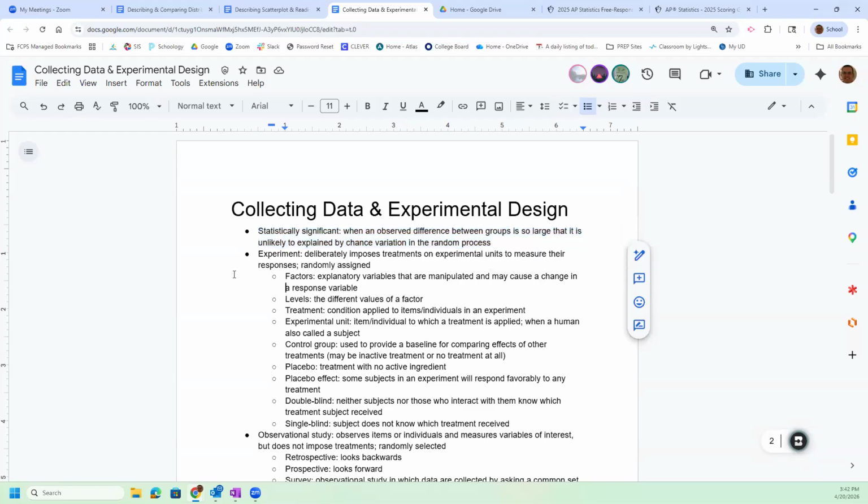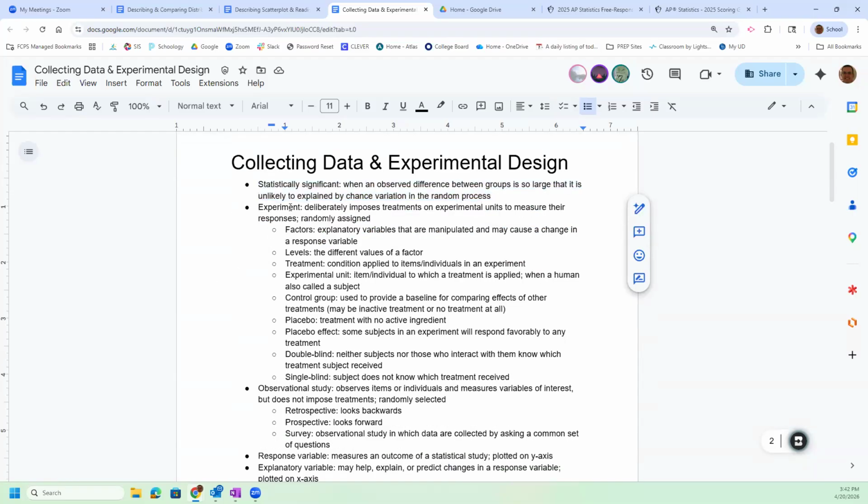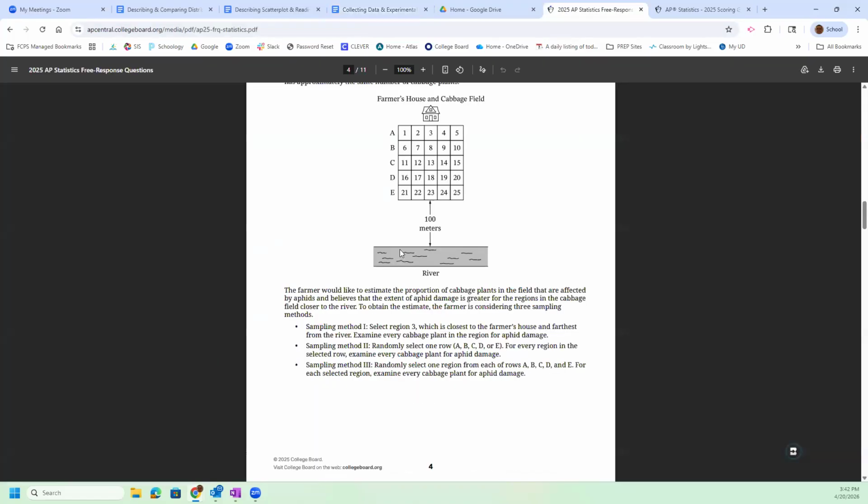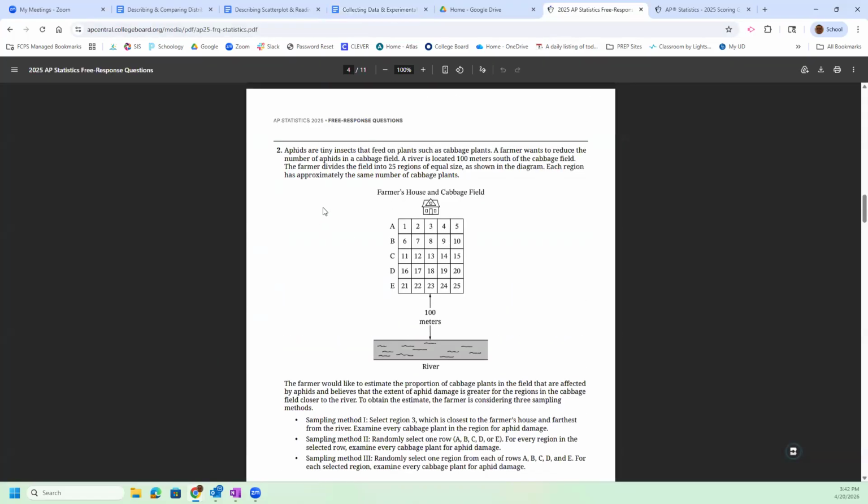Okay. So now, first and foremost, you need to know the difference between an experiment and an observational study. You need to know when you look at something whether you have an experiment or an observational study. So the idea is when you look at a scenario, the big difference between the two is this phrase right here, imposes treatment. In an experiment, we are doing something. We, the experimenters, we, the person doing the research, are doing something and seeing if something happens. So here's the question from last year.